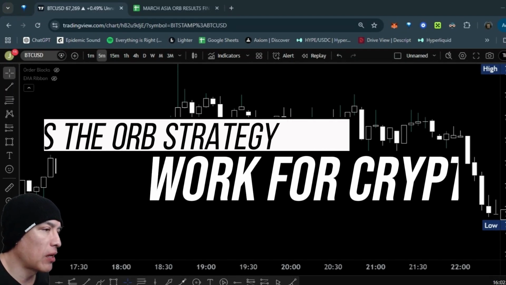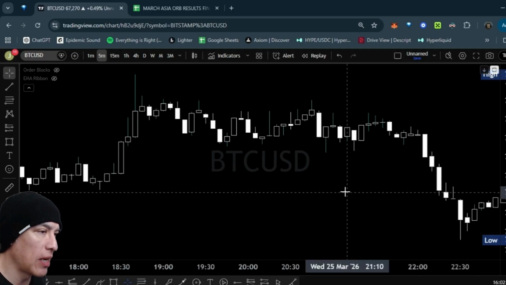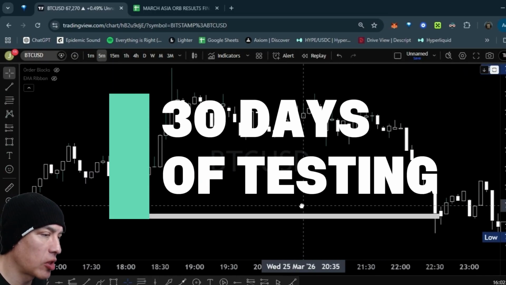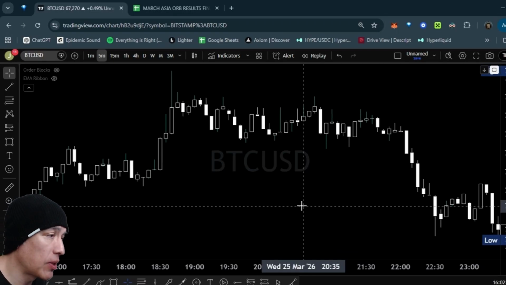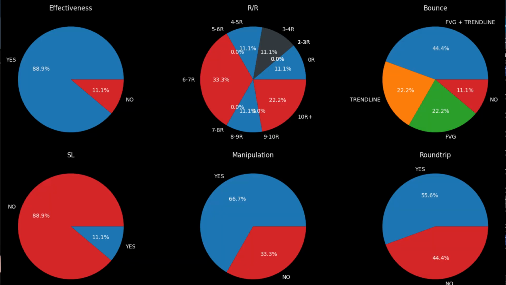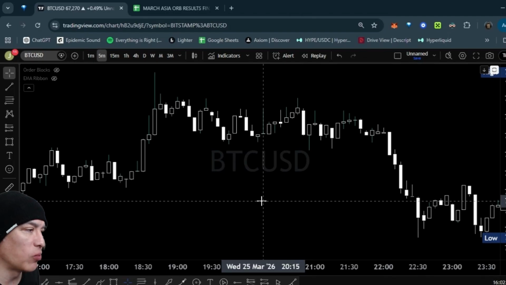Does the opening range breakout strategy work for crypto, more specifically for Bitcoin? This is the question we're going to answer today. I have 30 days of backtest data that I'm going to be sharing with you guys, as well as some hypotheticals that are very encouraging at the very end with a bunch of pie charts and explanations. So stick around to the end as I go over this strategy with you guys today.